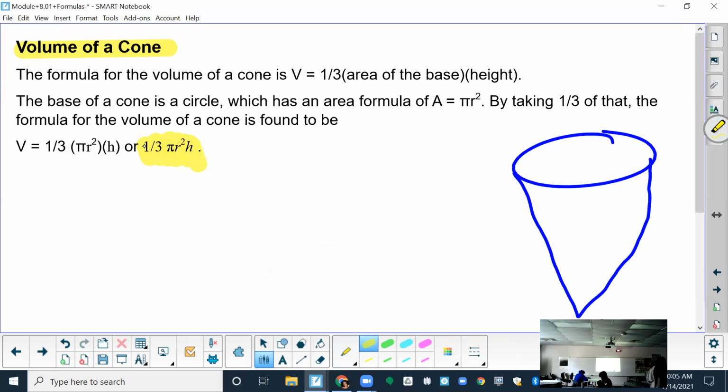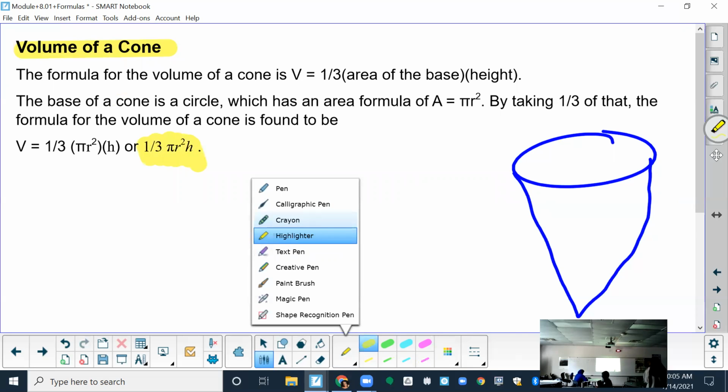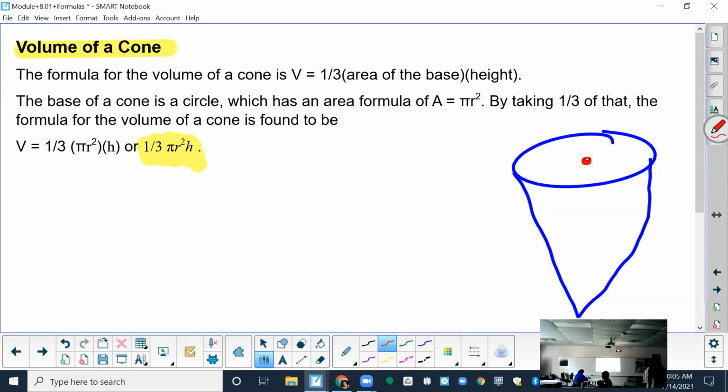1/3 pi r squared h. So 1/3 times pi times r, which represents the radius of the circle that's on top, and h for your height. That would be this part of your cone, how tall your cone is. Questions about this one?